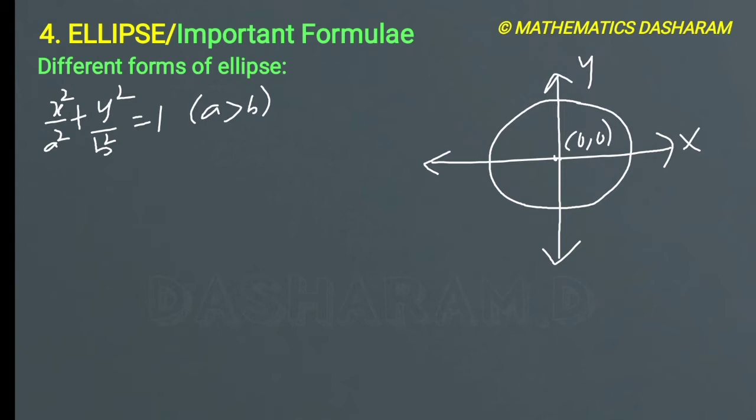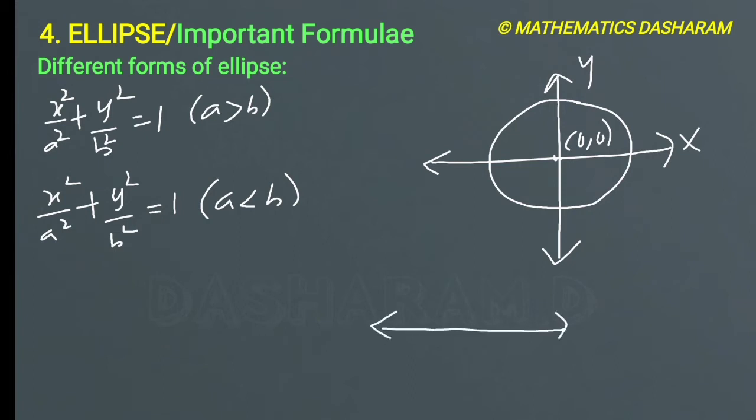Next, the second one is x square divided by a square plus y square divided by b square equals 1, where a is less than b. For this, the diagram is, so here x-axis, next here y-axis. So this is the diagram for a less than b, and here also the center is 0, 0.